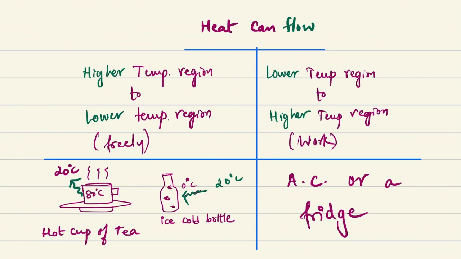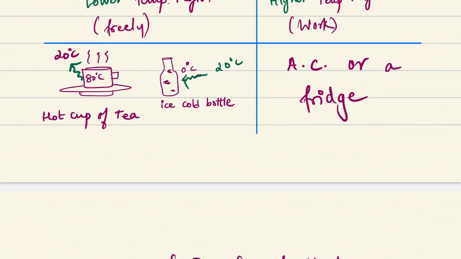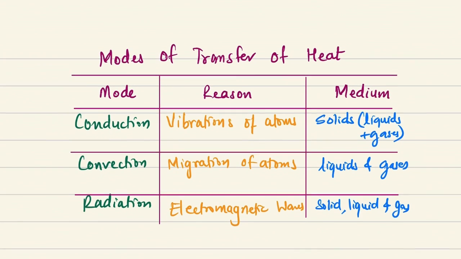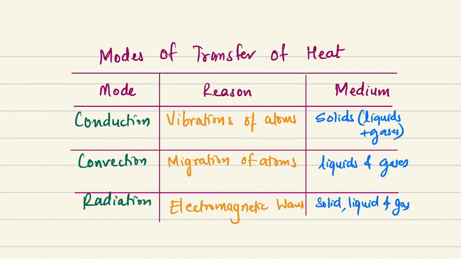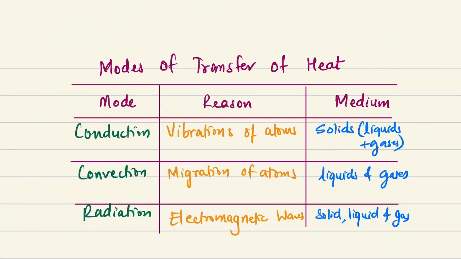So make sure that you know that heat can flow from both sides, higher temperature to lower and lower to higher, but the only difference is it will flow from high to low freely, but from lower to higher you will have to do some work. Now, how does the heat flow? There are some modes of transfer of heat energy, and those modes are, as you are seeing on the screen, 3 modes of transfer of heat. I've just made that in a tabular form, so you can see the mode, which modes we have, the reason in each mode, and the medium in which it happens.